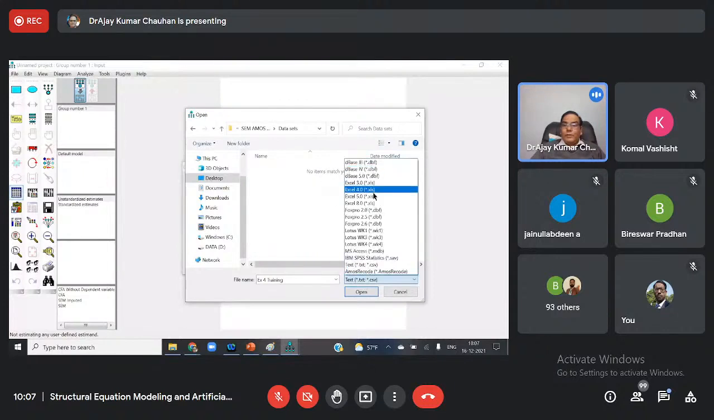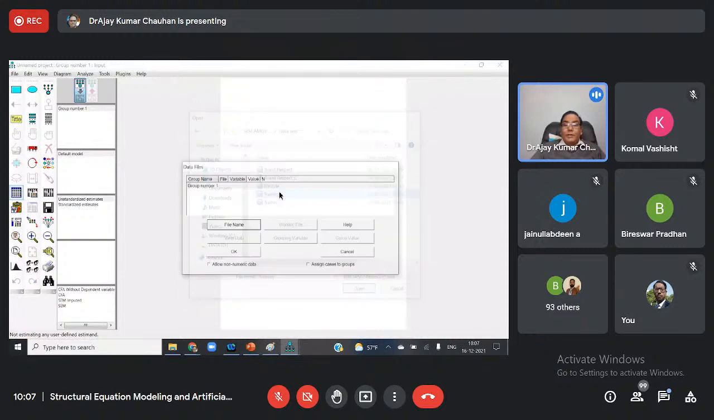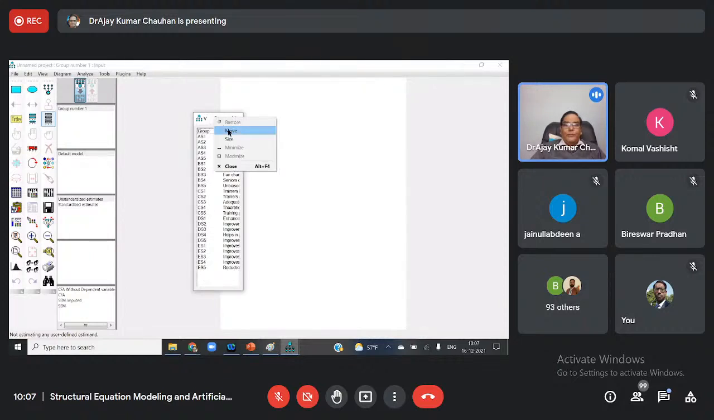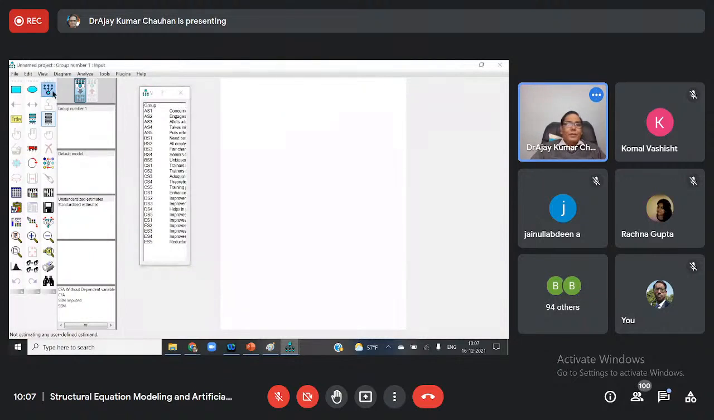So now we are having the dataset in SPSS. This is the dataset. I'm importing the dataset, okay. And the files you can see here. All the files are available. And in this file, we are having 5 constructs. In each construct, we are having 5 items.